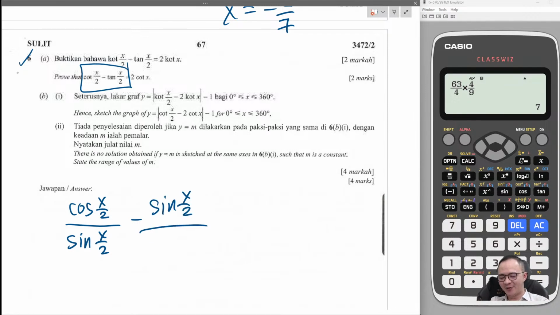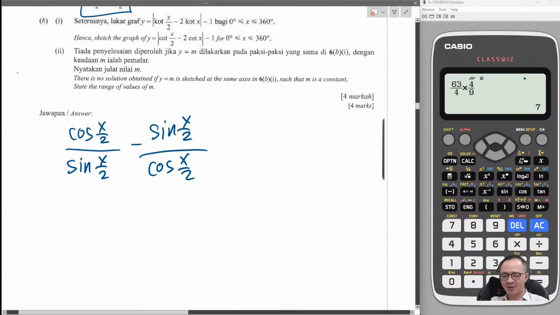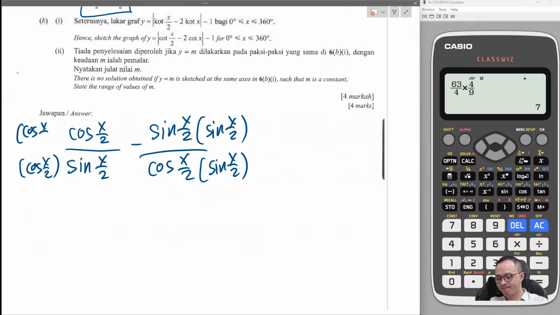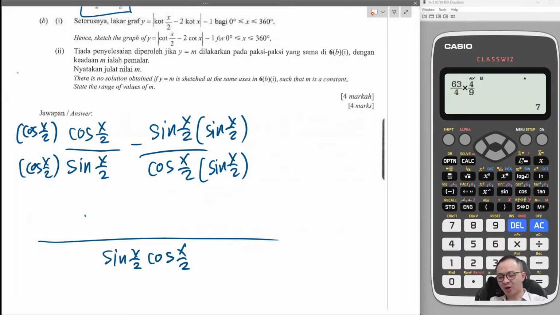This is sine over cos. Okay, then I think you can use tangent also if you don't want sine over cos and cos over sine. Make them the same denominator. So here I will multiply sine. Here I will multiply cos. Then now they have the same denominator. Sine x over 2, cos x over 2. Top is basically cos squared x over 2 minus sine squared x over 2.